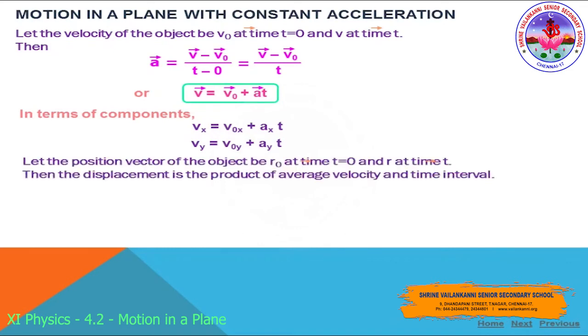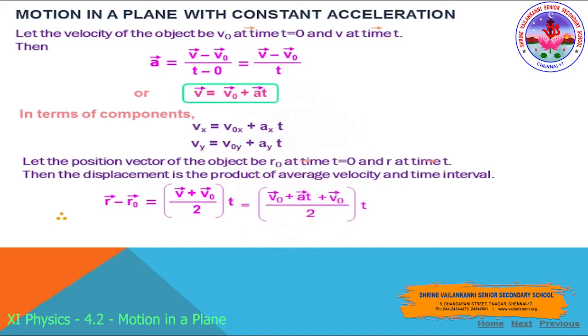We will get, as we know, the displacement, which is the product of average velocity and time interval. So in that way we have r vector minus r naught vector equal to (v vector plus v naught vector) by 2 into t. This is the average velocity vector into time. So displacement is equal to average velocity vector into time, in mathematical form.